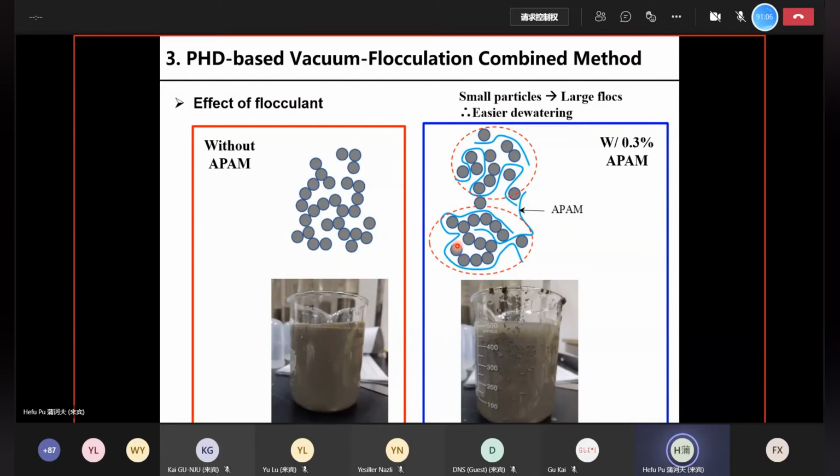And when you have large flocs, those large flocs can make the soil particles settle much faster, and also you will have a larger pore size, which means the water can flow through the soil more easily. And because of that, when you combine this with vacuum, you have a much easier dewatering effect.